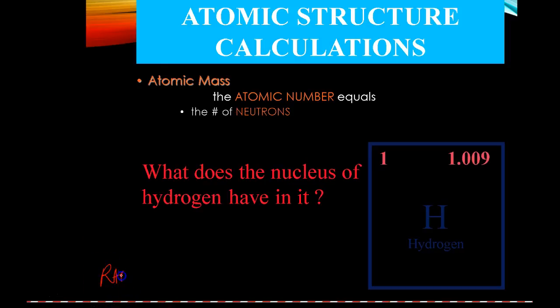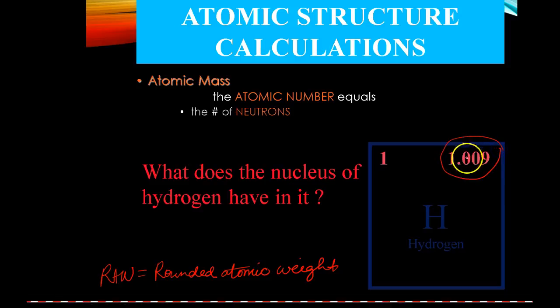The raw is equal to the rounded atomic weight. Okay, so we want to use the raw for hydrogen. So if we round this to the nearest whole number, then that number will be 1. So now I need you to take your time and calculate the number of neutrons for hydrogen. How many neutrons does hydrogen have?